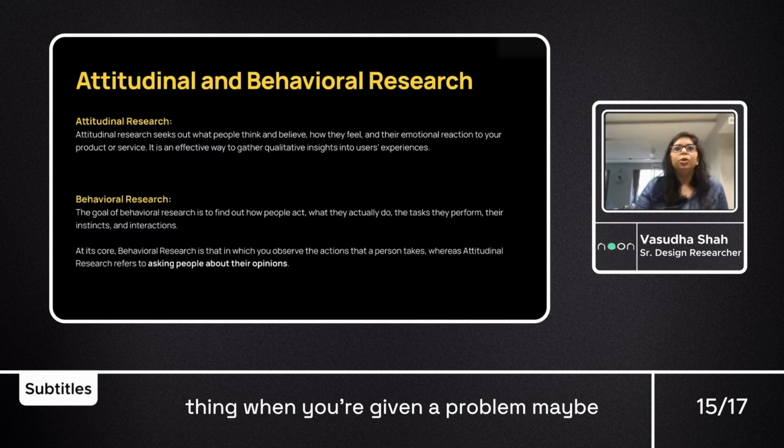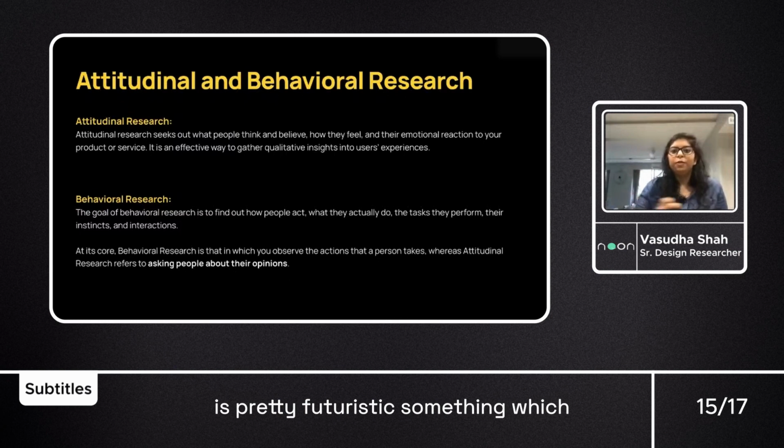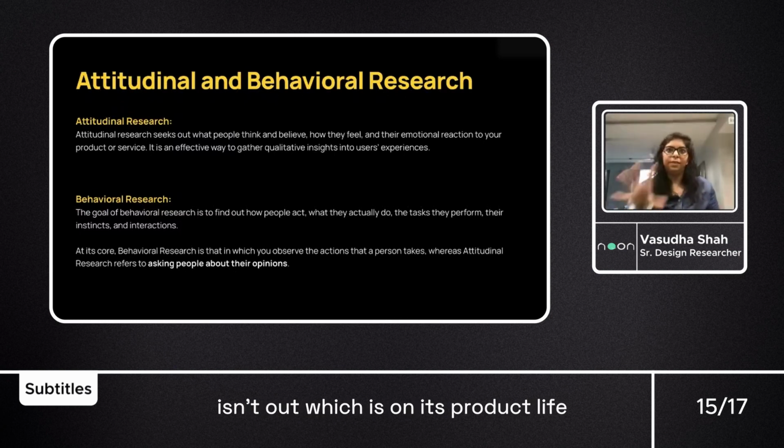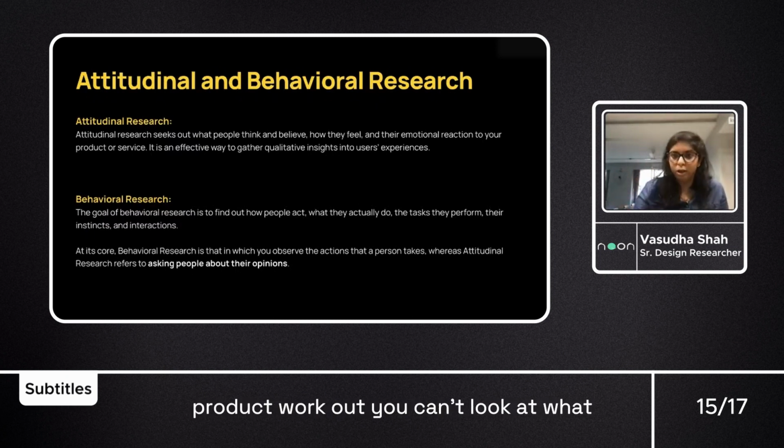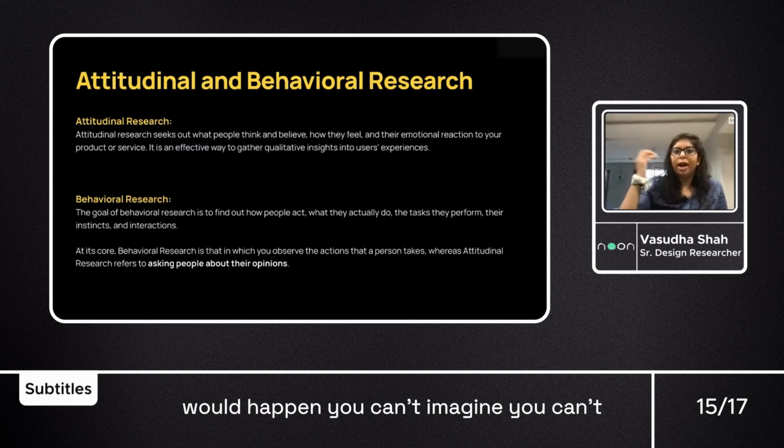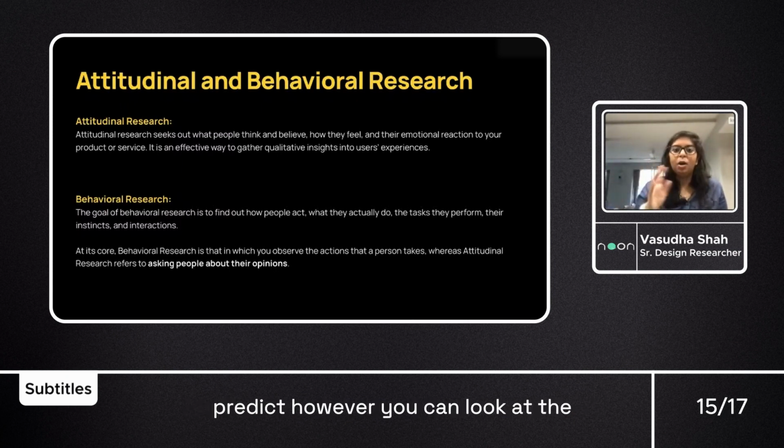One more thing, when you're given a problem, maybe in an interview, maybe in a company, which is pretty futuristic, something which isn't out, which is on its product life cycle, it's actually number one, and you are trying to figure out how would that product work out. You can't look at what would happen. You can't imagine, you can't predict. However, you can look at the current behavior of the user.